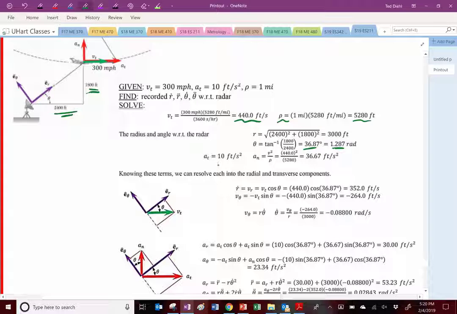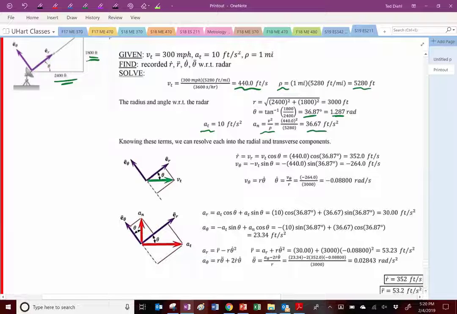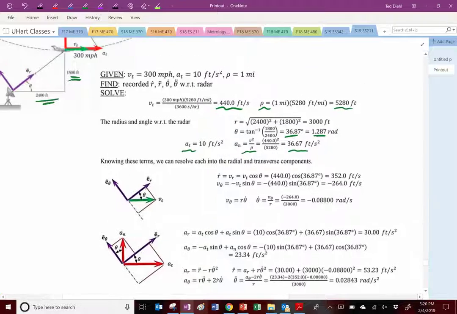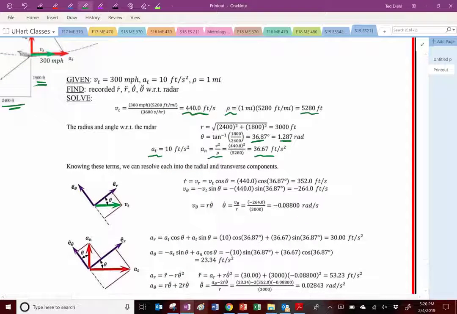It makes it easier. They already gave us the tangential component of acceleration right there, and we could find the normal, like I said before, by finding the v squared over rho. So we have this information.